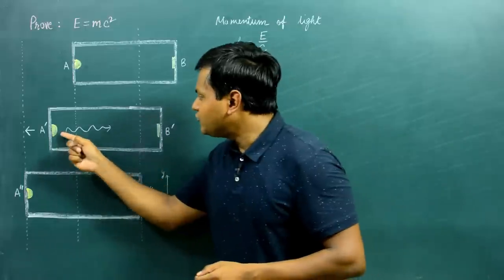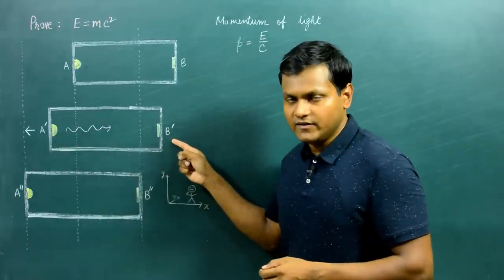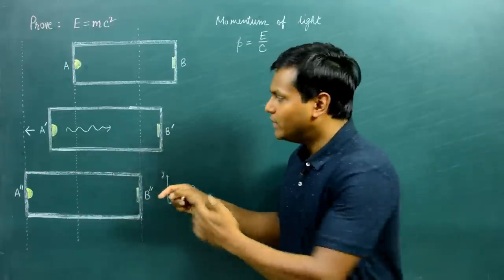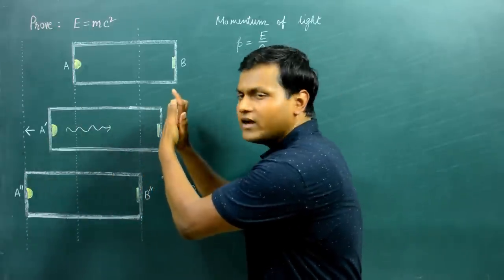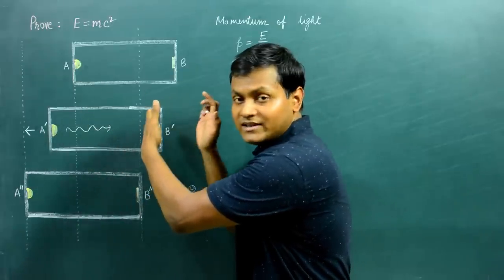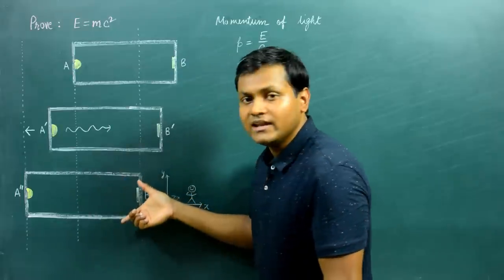The light as it travels will finally reach the other end of the container. It gets absorbed in the other end of the container. So when the light reaches the final wall of the container, the light is carrying some momentum, the container is carrying some momentum, they cancel each other out and the system again comes to rest.